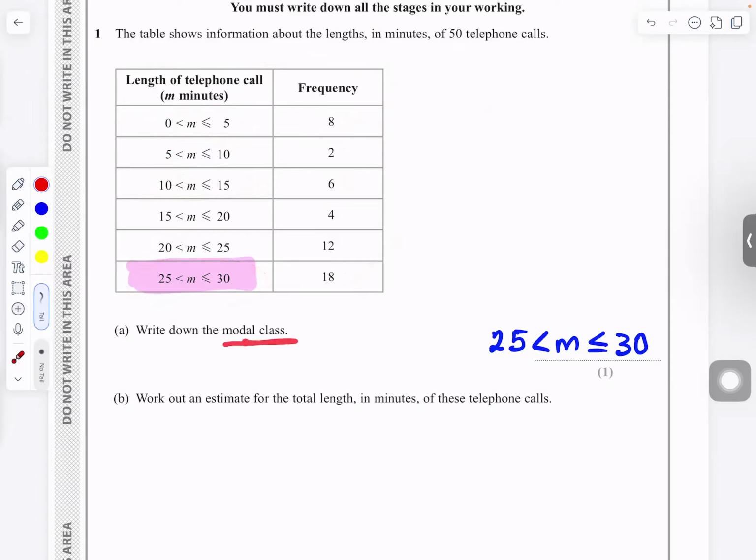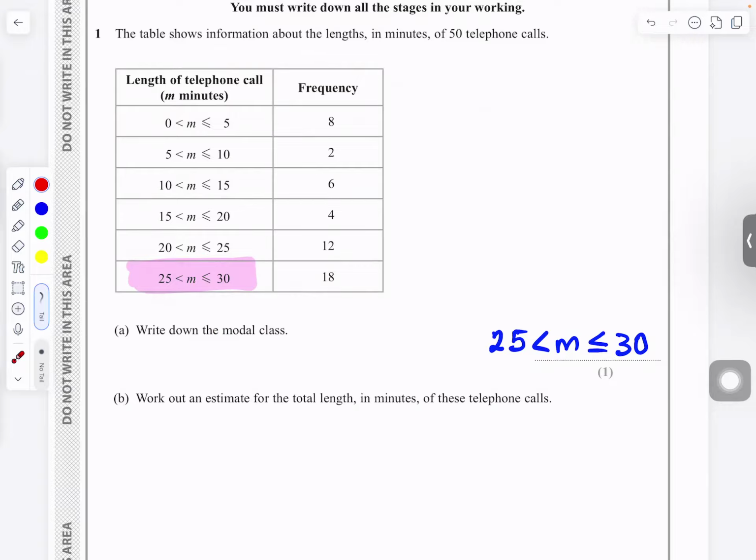So modal class, this column there has the classes. Which one has the most? The modal class is the one that has the most, and that it has 18 of them, 18 telephone calls. So the modal class is 25 less than t less than 30 minutes. So that's the modal, the most common, because 18 is the biggest.